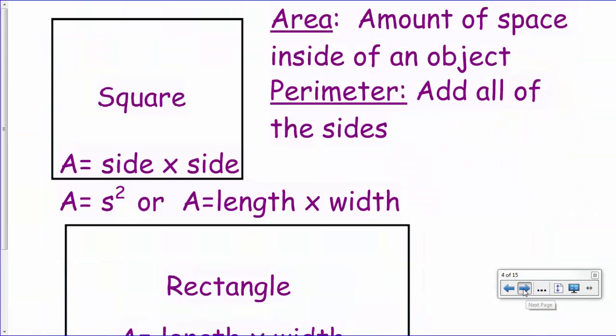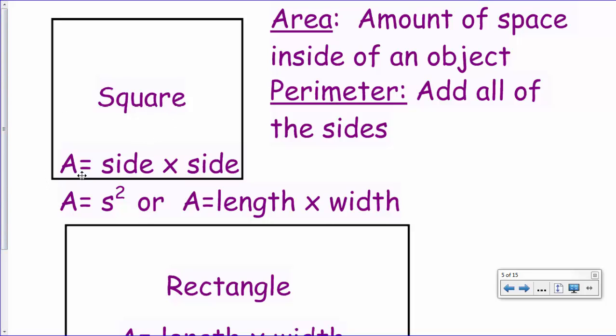Let's take a look at some formulas next, now that we have used the square units idea, and see if there's a simpler way we can solve some of the problems without having to always divide it into square units on a grid system. We know, as a review, area is the amount of space inside of an object, and perimeter is adding all of the sides, or the distance around the object. The formulas are given first.